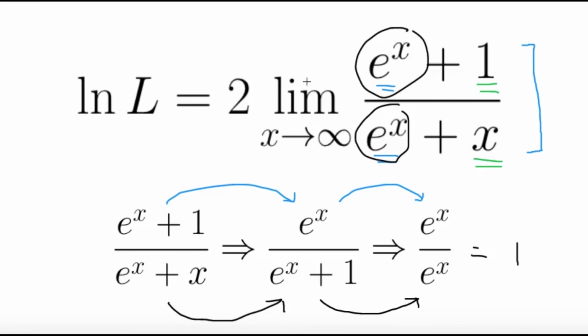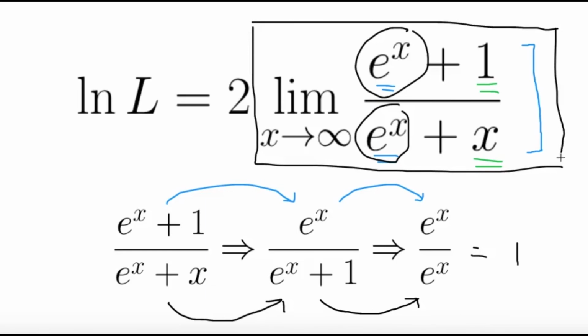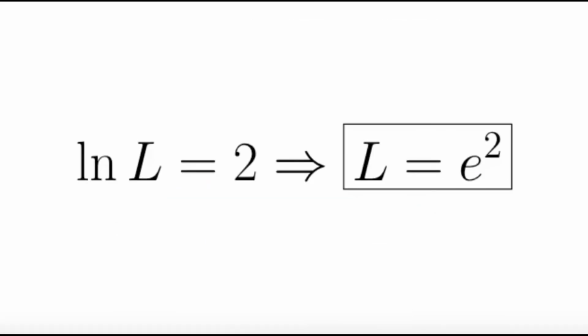So since we know that this limit over here will evaluate to 1, we know that ln L is simply equal to 2. So all we have to do now is get the value of L. Since we have ln, the logarithm of base e of L, we just convert it back to base e. So L would be equal to e squared. So this will be our final answer.